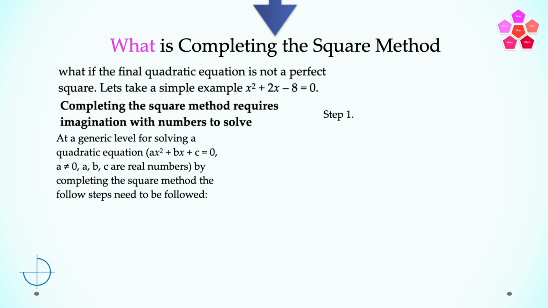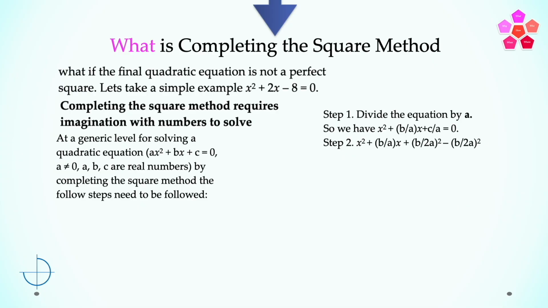Step 1. Divide the equation by a. So we have x squared plus b by a into x plus c by a is equal to 0. Step 2, we add and subtract the same term, that is (b by 2a) whole squared, from the equation. Step 3, we can convert this into a perfect square as (x plus b by 2a) whole squared minus (b by 2a) whole squared plus c by a is equal to 0.